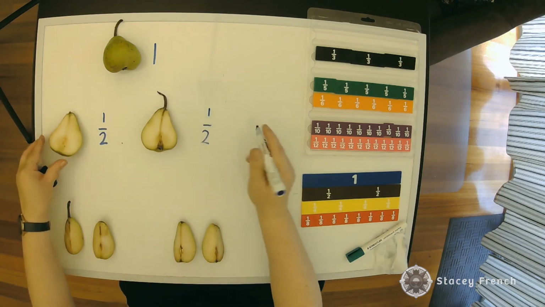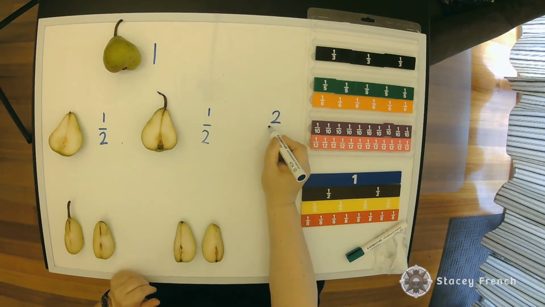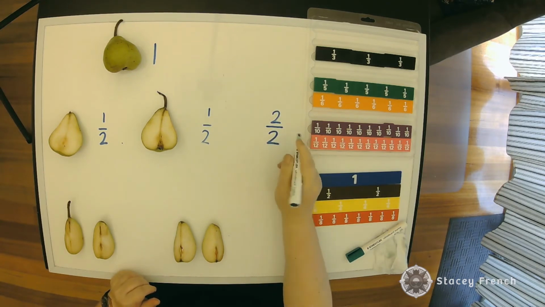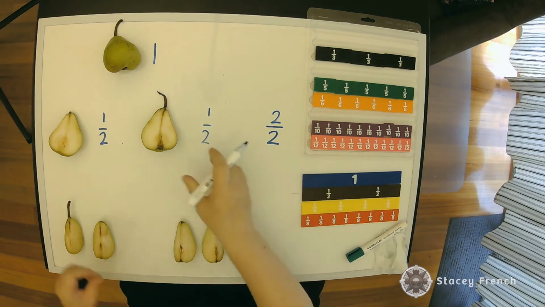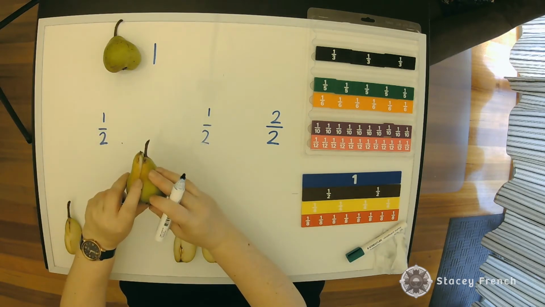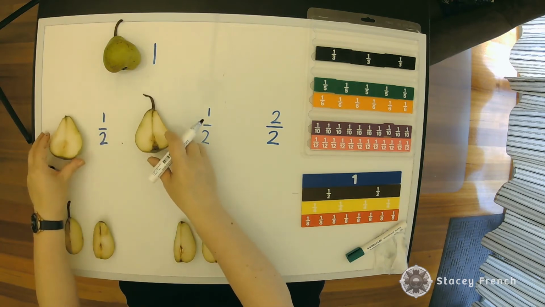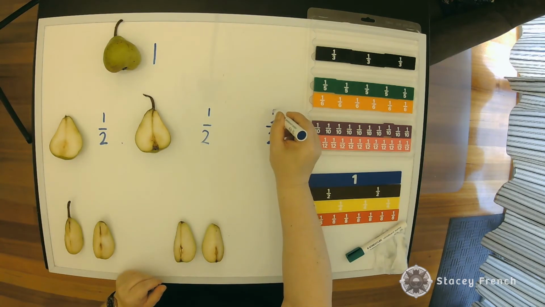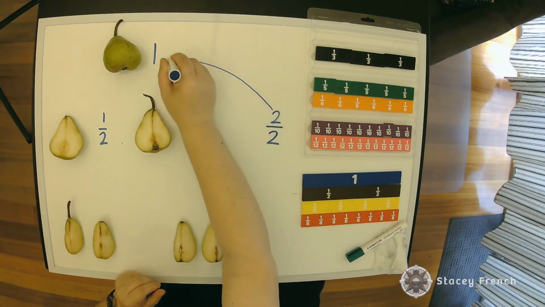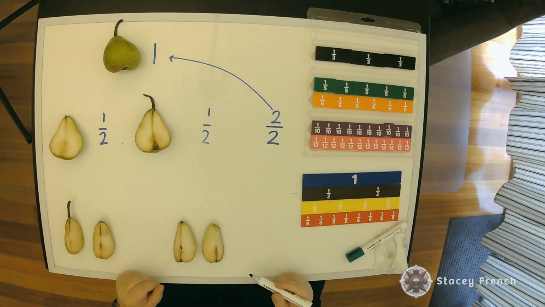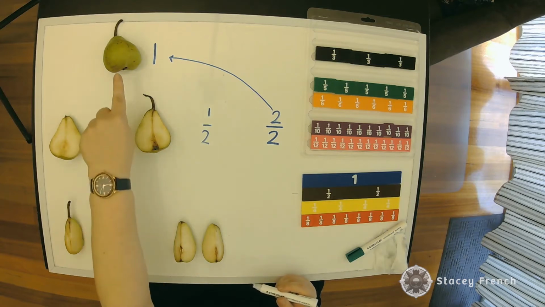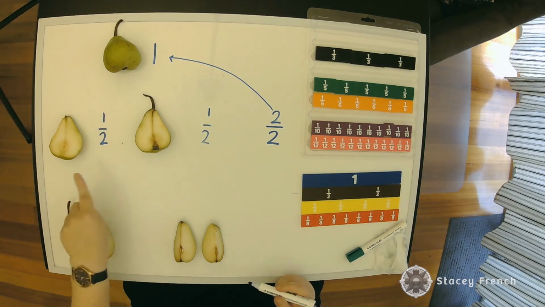So if I put my two halves back together, so that I've got two out of two in my hand, two pieces out of two pieces all together, then it makes one whole pear. So 2 out of 2 is the same amount as 1. It's just that this one isn't cut up and this one is cut up into two pieces.